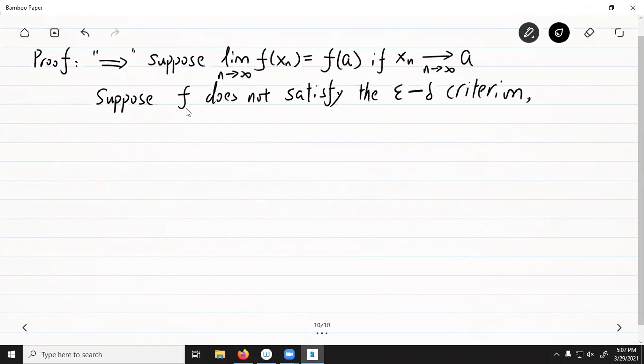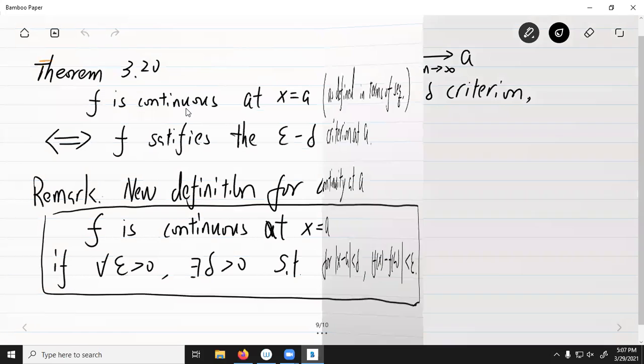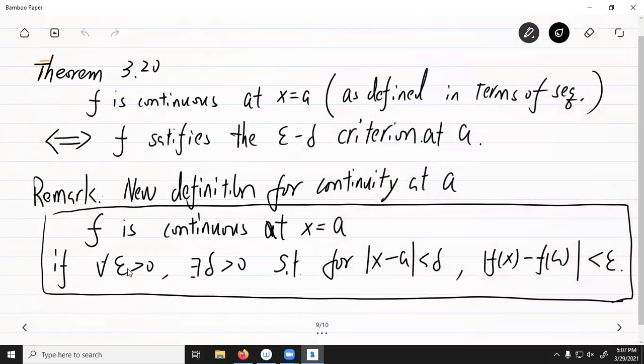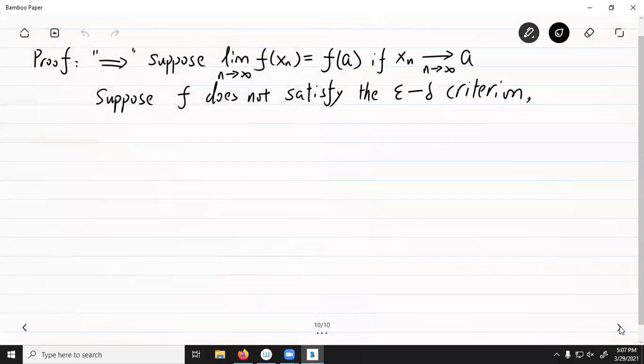Last time we talked about this. Satisfy means for any epsilon greater than 0, there exists a delta such that for all the points in this interval, f of x minus f of a is less than epsilon. Now everything becomes the negative, the opposite. What does this mean? We need to convert this into our math language.